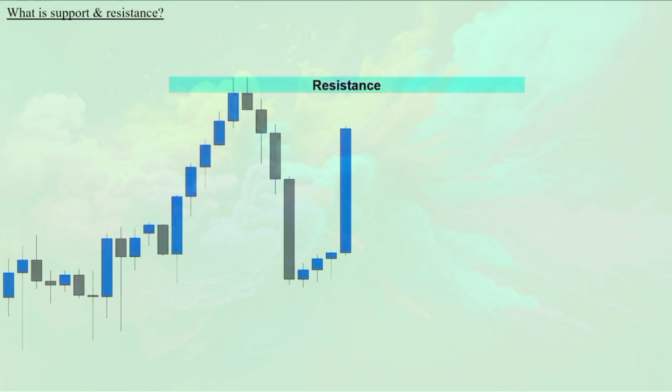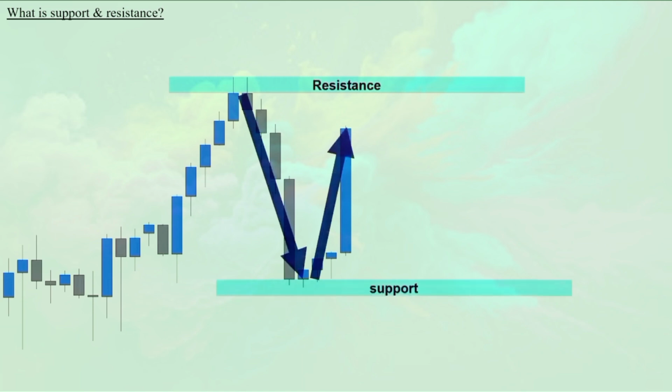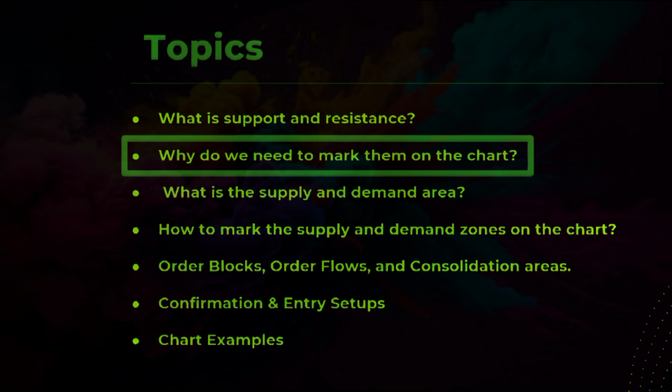Following the price push down, it hit this area and reversed, making it a support zone. It indicated that for whatever reason, the sellers have closed their short positions and the buyers have opened their longs. This dual activity is what makes the price reverse from this area. Now why do we need to mark these zones on the chart? Here are 3 important reasons.